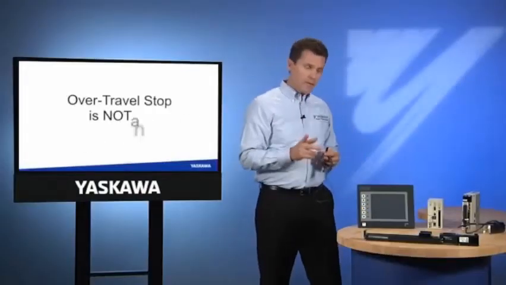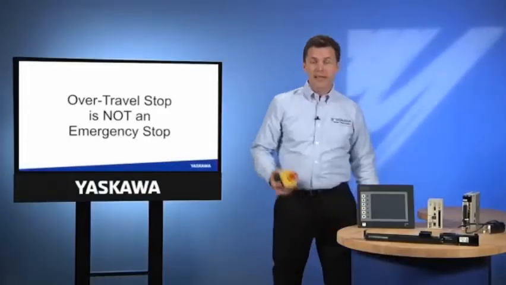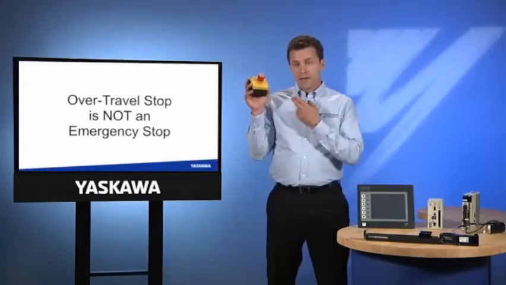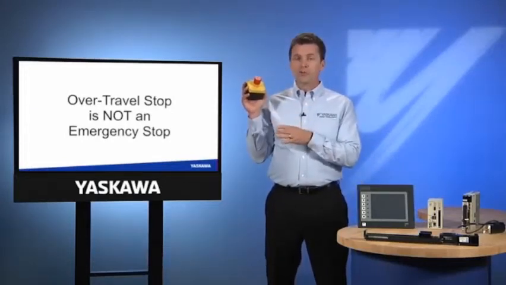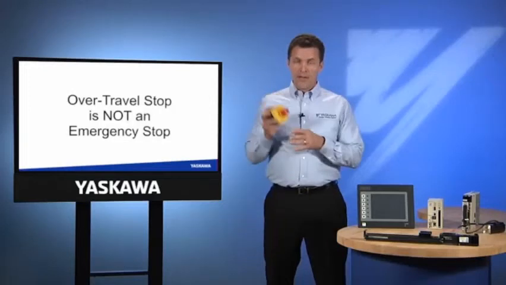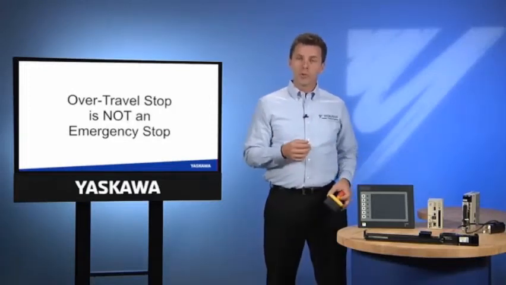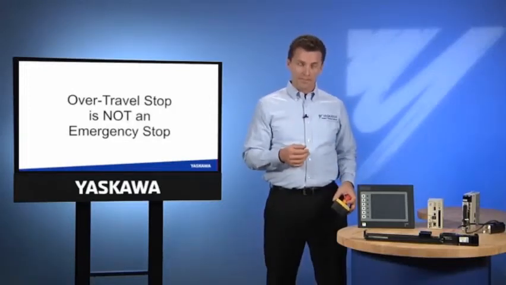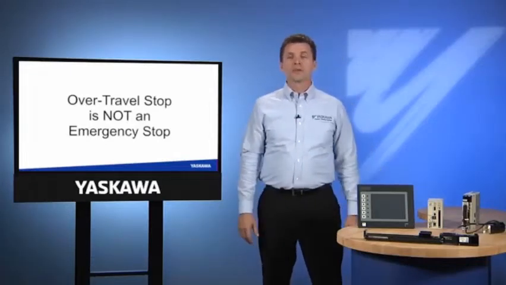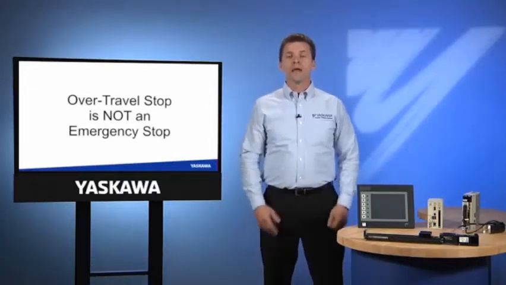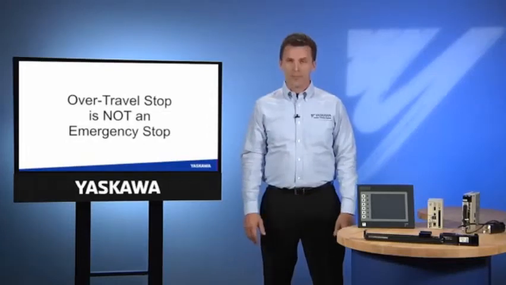It pays to remember that an overtravel stop is not an emergency stop. An emergency stop would prevent all motion in all directions. An over-travel stop is simply a quick way to stop motion in one direction. In an over-travel condition, the controller can be programmed to recover and the servo can still be moved in the opposite direction.